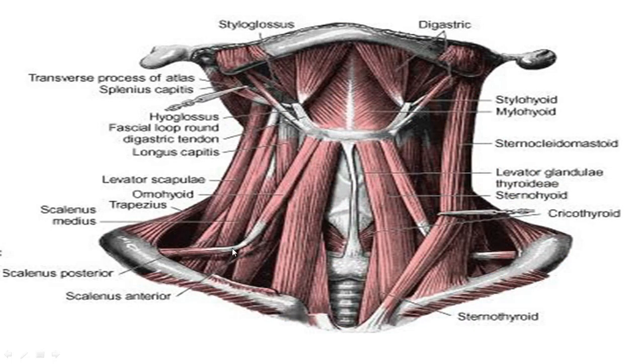You can see this is the omohyoid I was talking of, superior belly of omohyoid, sternohyoid, sternothyroid. Here is the thyroid gland. The lateral lobe is covered by these structures.